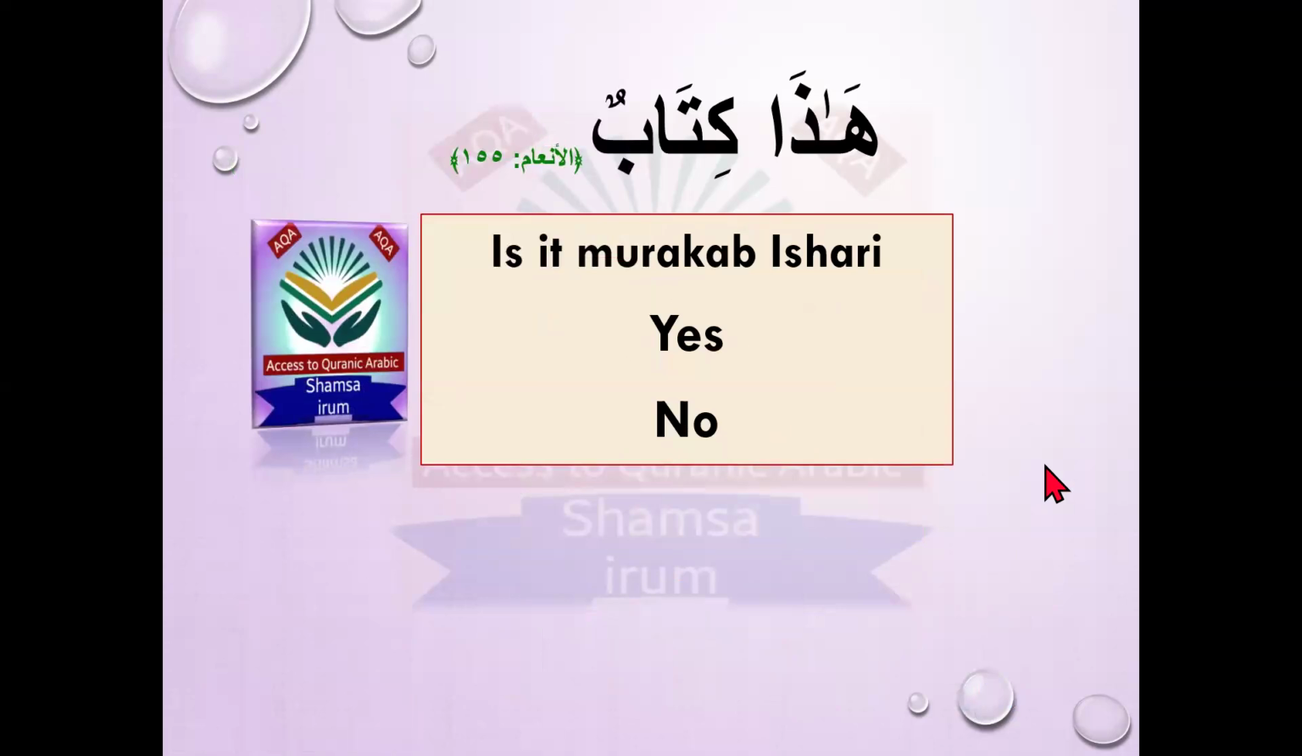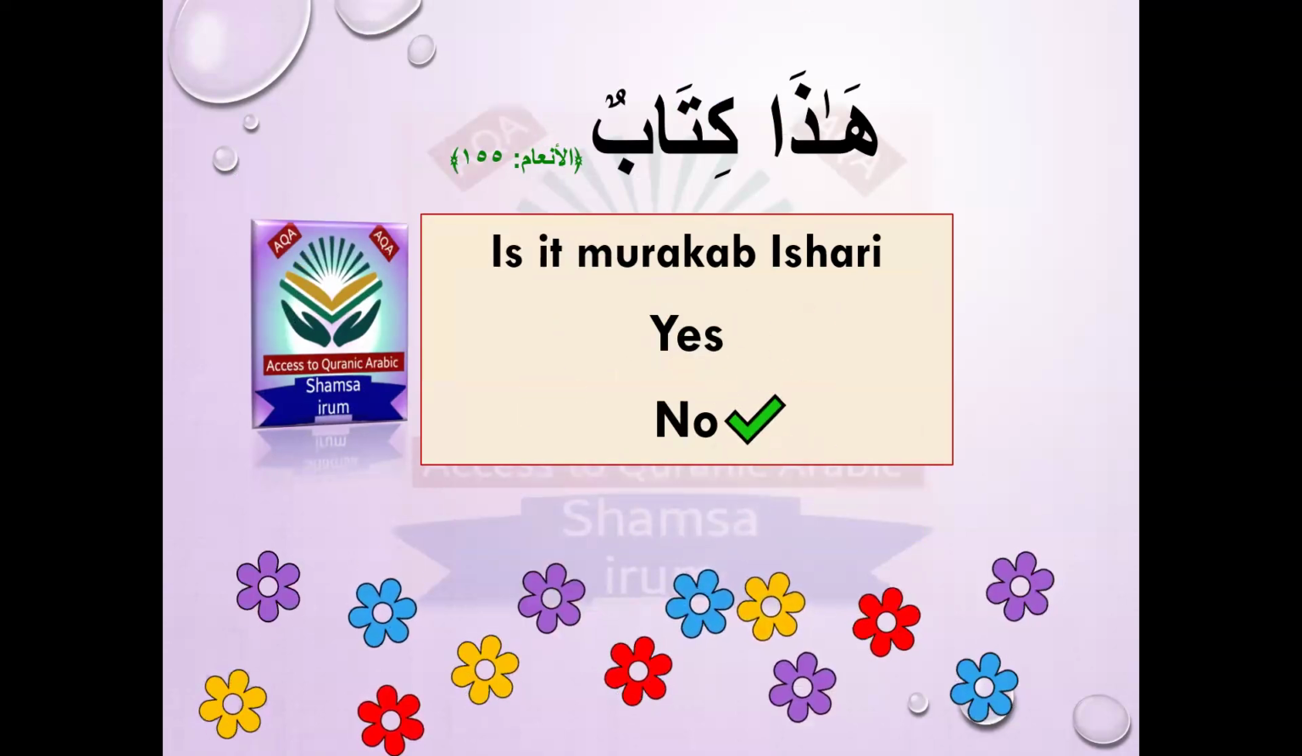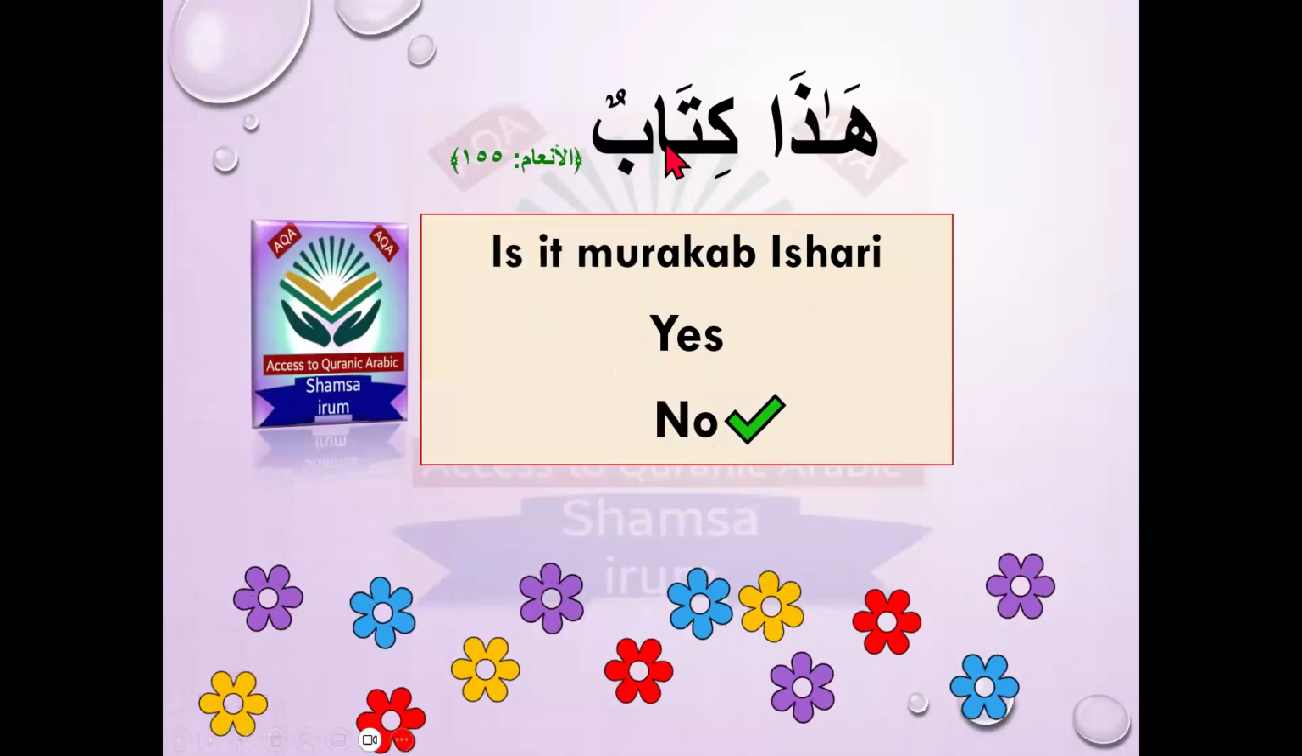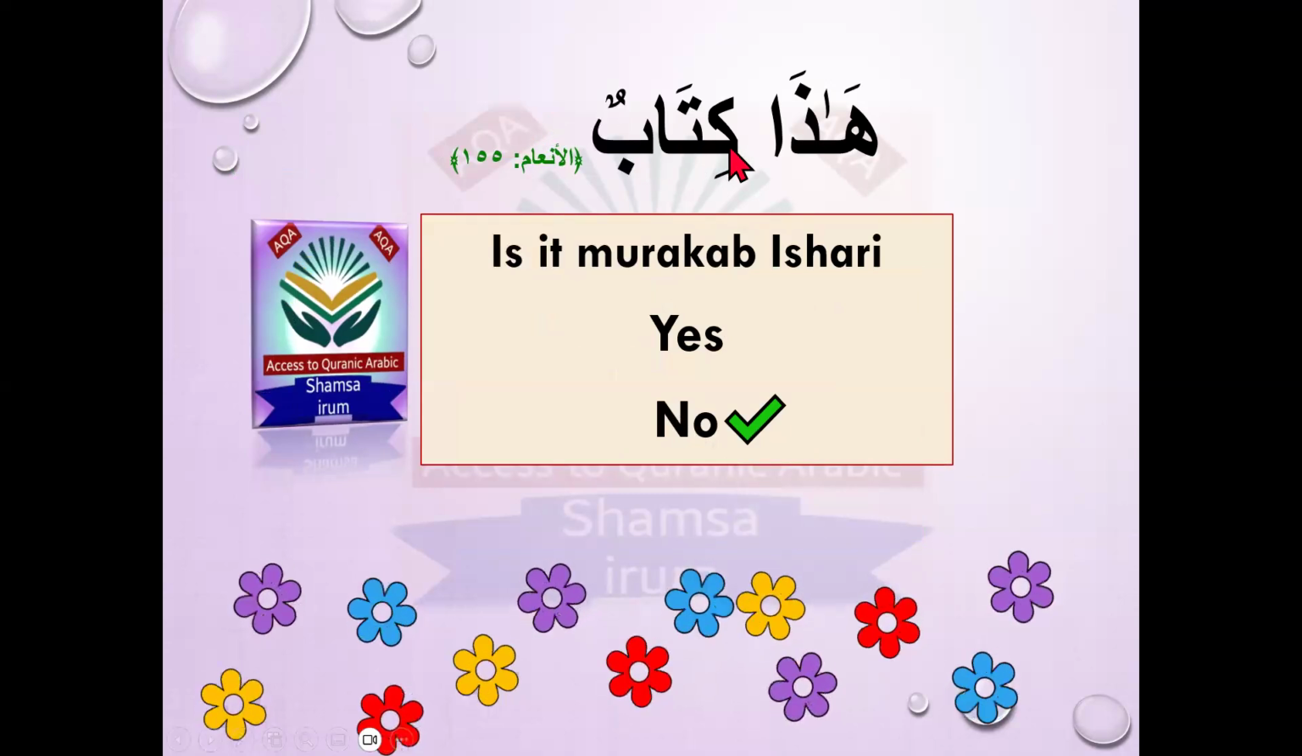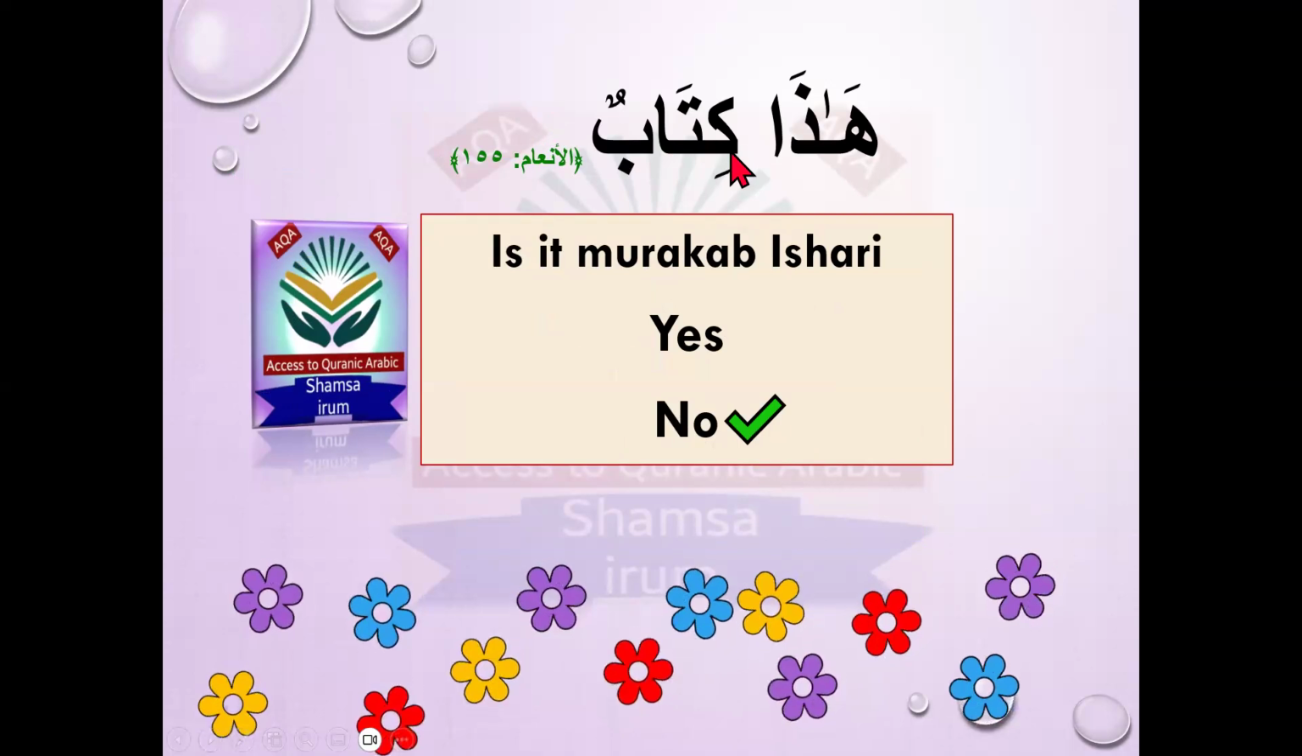All right, one more game. Tell me, is it murakkab ishari? Yes or no? It is not murakkab ishari. Why is it not murakkab ishari? Because the second part is nakira. It's not definite by al. There is no al in the beginning.